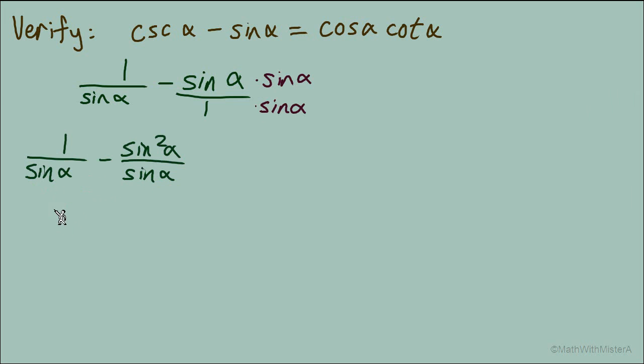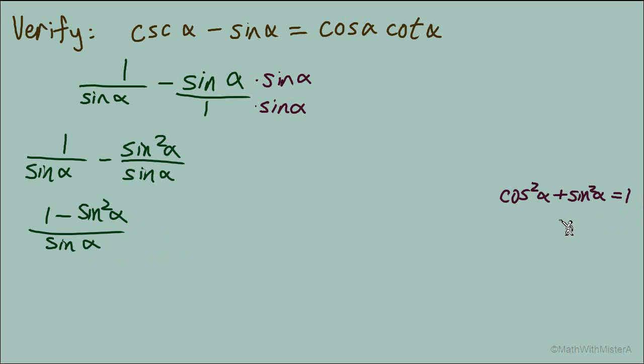Now that the denominators match, we can combine the numerator: 1 minus sine squared alpha over sine alpha. Now we have an identity that we can use. The Pythagorean identity: cosine squared plus sine squared equals 1. From this identity, if we were to subtract sine squared alpha from both sides, we see cosine squared alpha equals 1 minus sine squared alpha. So our numerator here equals cosine squared alpha.